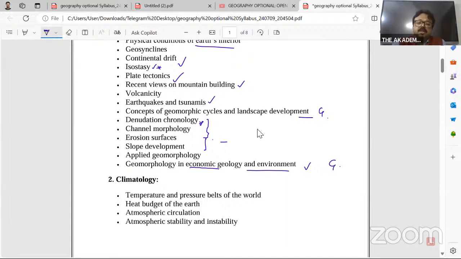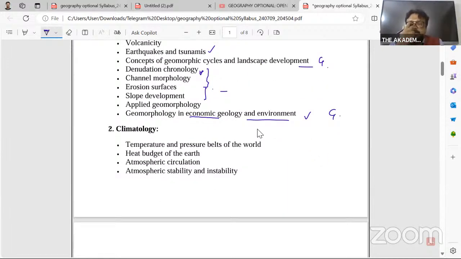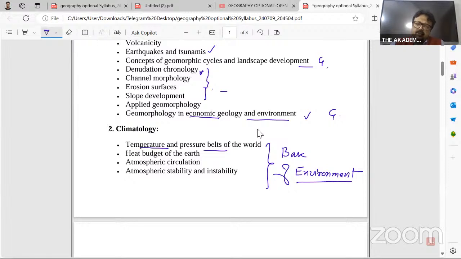Then let's come to climatology. Listen, this climatology is part of your geography, and it is the base of environment and ecology. Climate change, the very basics of environment is going to be there, especially when we discuss temperature, pressure, and gaseous composition of the environment, development of environment. These all are going to be part of climatology.